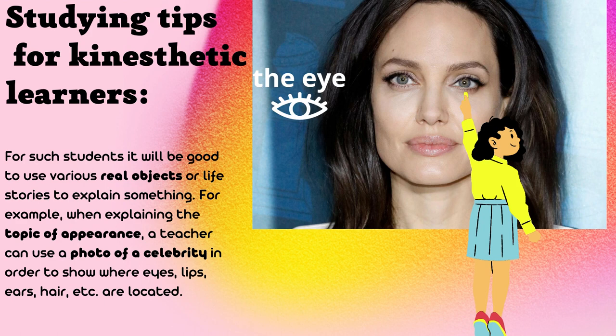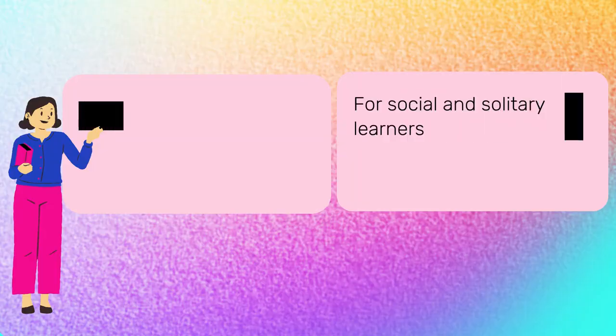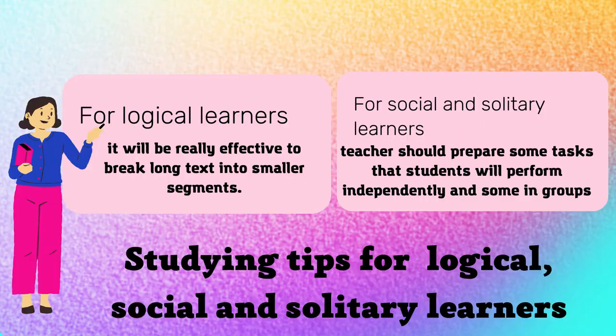It will also be good for kinesthetic students to use different training exercises where their knowledge can be applied in practice. Studying tips for logical, social, and solitary learners. For logical learners, it will be really effective to break long text into smaller segments. The teacher can shuffle these segments and ask students to restore them, thus engaging the logic and understanding of what is read. In order to deal with social and solitary learners, teachers should prepare some tasks that students will perform independently and in groups.